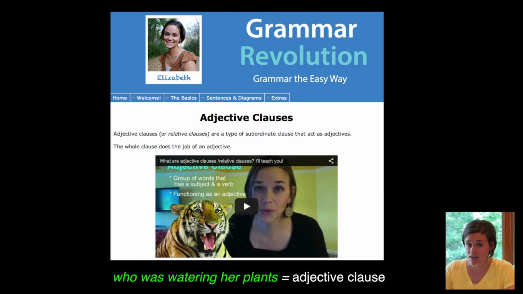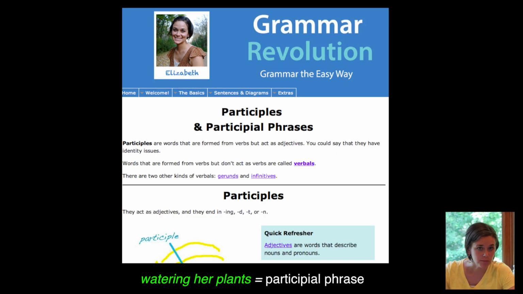It's also called a relative clause. If you'd like to learn more about those, you can do that in this lesson. Watering her plants is a participial phrase, and you can learn more about those in this lesson if you'd like. Now, dependent adjective clauses and participial phrases are too complex for the scope of this lesson. You don't even need to remember the names of those things. I just wanted you to see that in those 2 sentences, those groups of words looked different, and they are different. They're structurally different things, but they're both functioning as the same thing, an adjective, and we can easily see that in our sentence diagram.